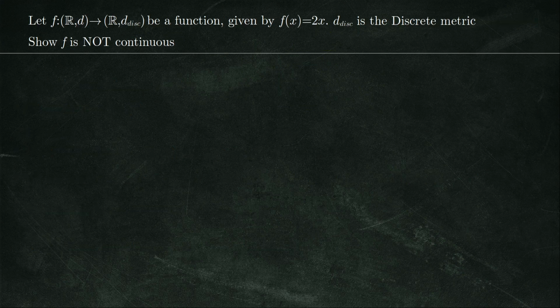Okay, for the next example, we want to show that the same function is not continuous. But the difference here is that the image, or the codomain, has a different metric. It has the discrete metric. So the distance between two points is 0 if they're the same point, or 1 if they're different. So we want to show this is not continuous.